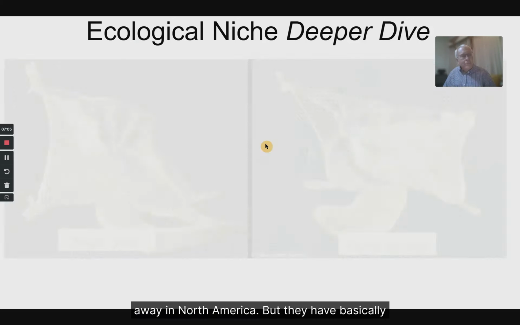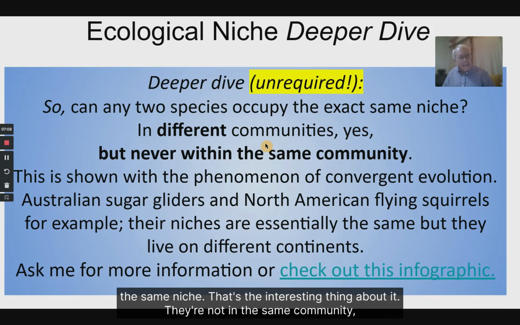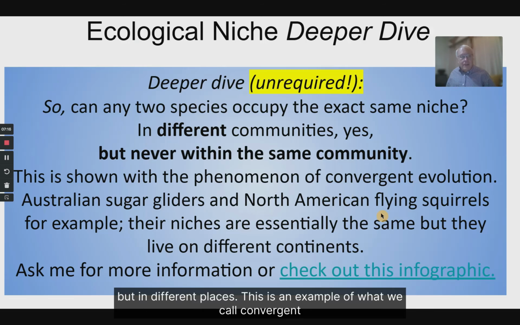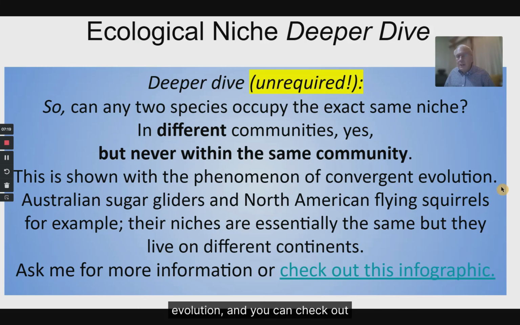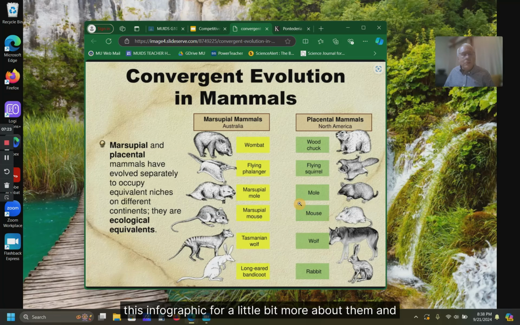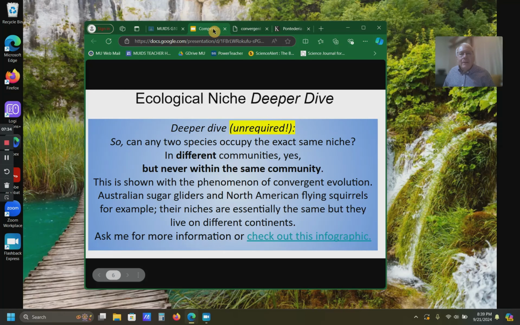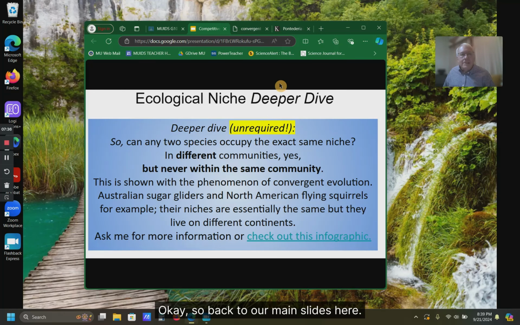But they have basically the same niche. That's the interesting thing about it. They're not in the same community, so they can actually occupy a very similar niche, but in different places. This is an example of what we call convergent evolution, and you can check out this infographic for a little bit more about them and what they are doing there. But anyway, check that out if you have some spare time. Okay, so back to our main slides here.